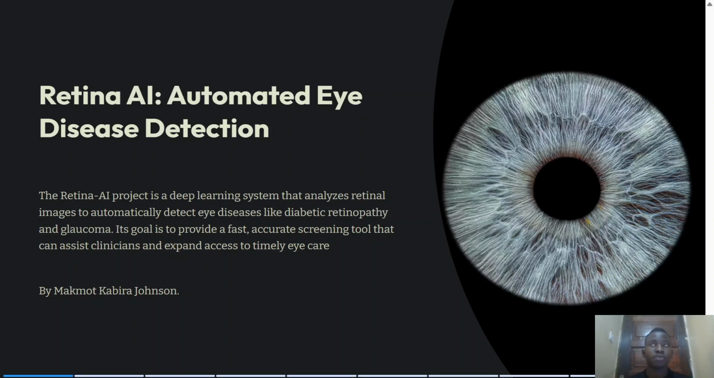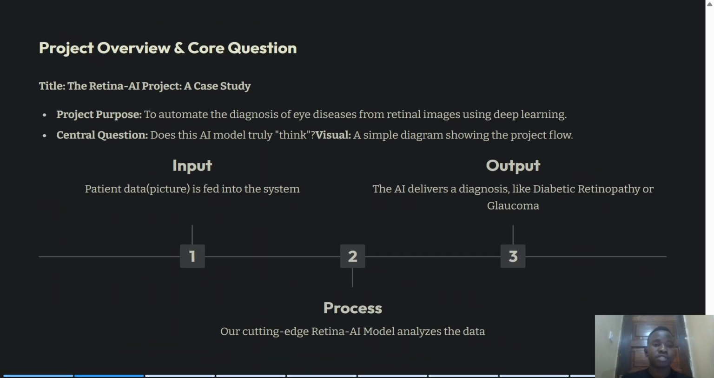By doing this, the system can easily detect eye defects and support diagnosis by the clinicians. These clinicians will be able to quickly access the data on the eye disease and then diagnose, providing simplicity and fast effectiveness. So this is the project overview and core question.